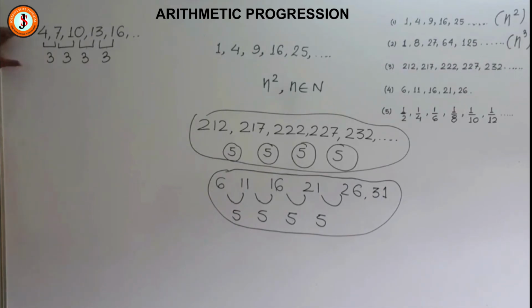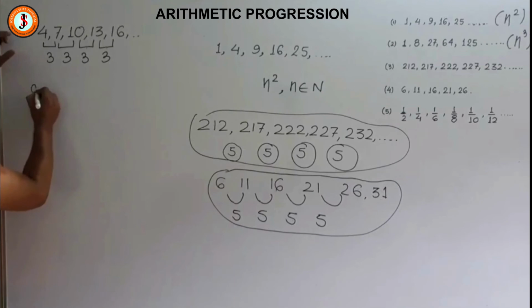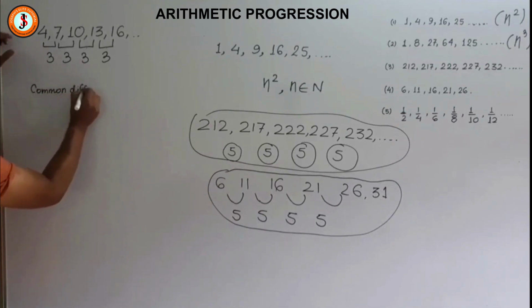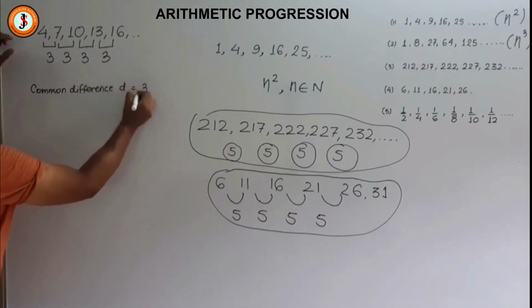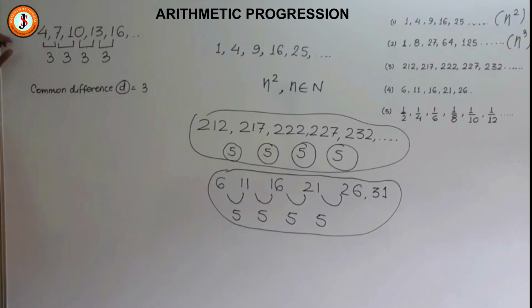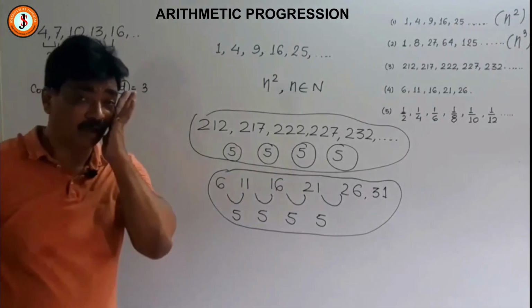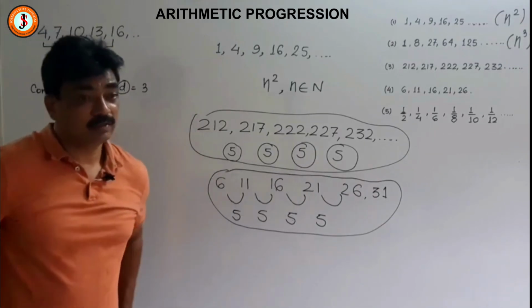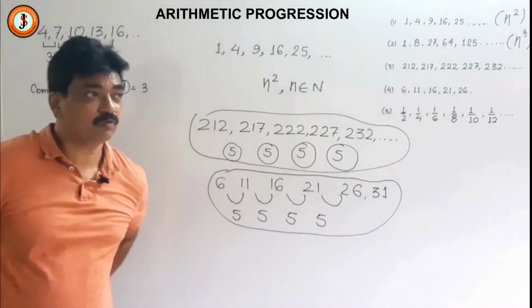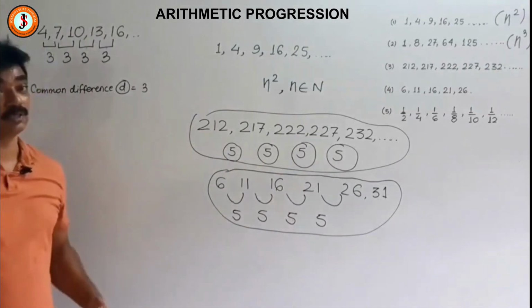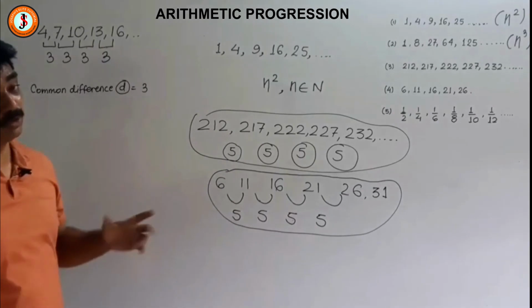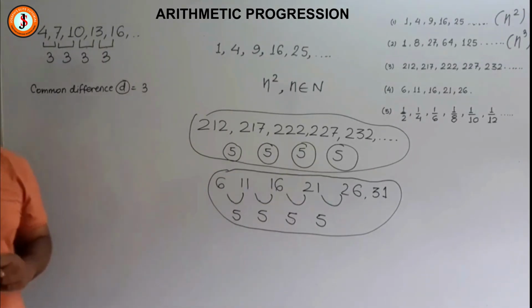That is known as the common difference, denoted as D, and here the common difference is equal to 3. So such sequences are called arithmetic progression, in which successive terms have the same difference. The common difference is always calculated as any term minus the previous term, not the other way round, so that order has to be understood.